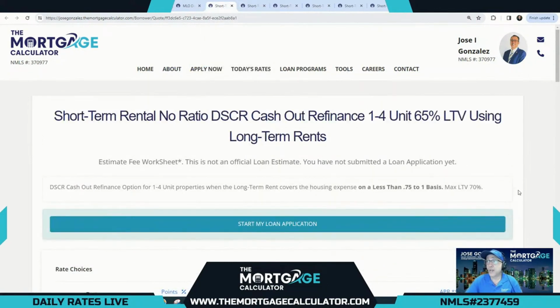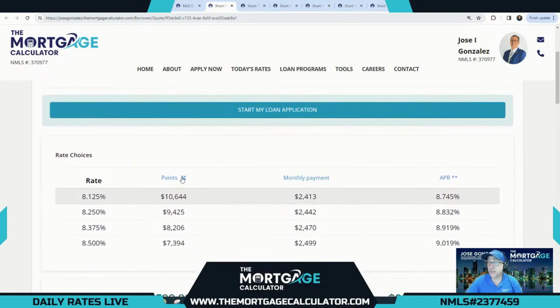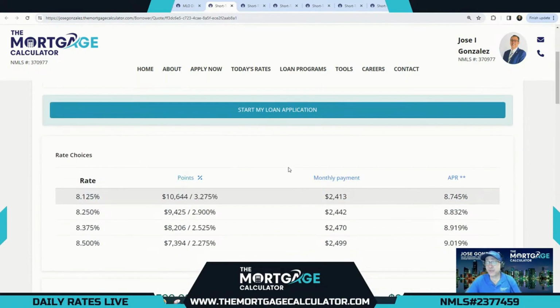And now our no ratio DSCR cash out refi. This one is only up to 65% LTV maximum. This is using long-term rents. Again, this is our no ratio where the debt service coverage ratio is less than 0.75. So 65% maximum LTV, and we're looking at 8.5% is our lowest cost option. 8.125% is our lowest rate option.